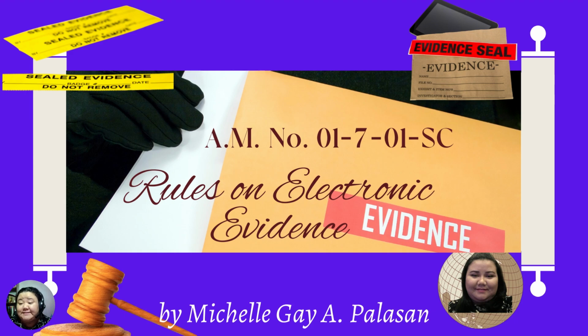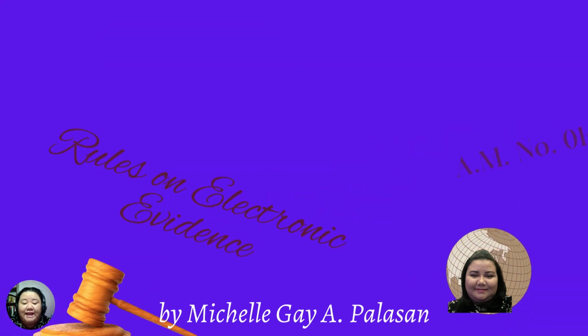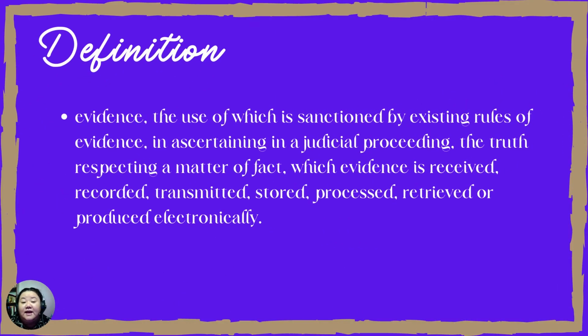Today, we will talk about Administrative Matter Number 01-7-01-SC, also known as the Rules on Electronic Evidence. Let's define what is an electronic evidence. It is an evidence, the use of which is sanctioned by existing rules of evidence in ascertaining, in a judicial proceeding, the truth respecting a matter of fact, which evidence is received, recorded, transmitted, stored, processed, retrieved, or produced electronically.